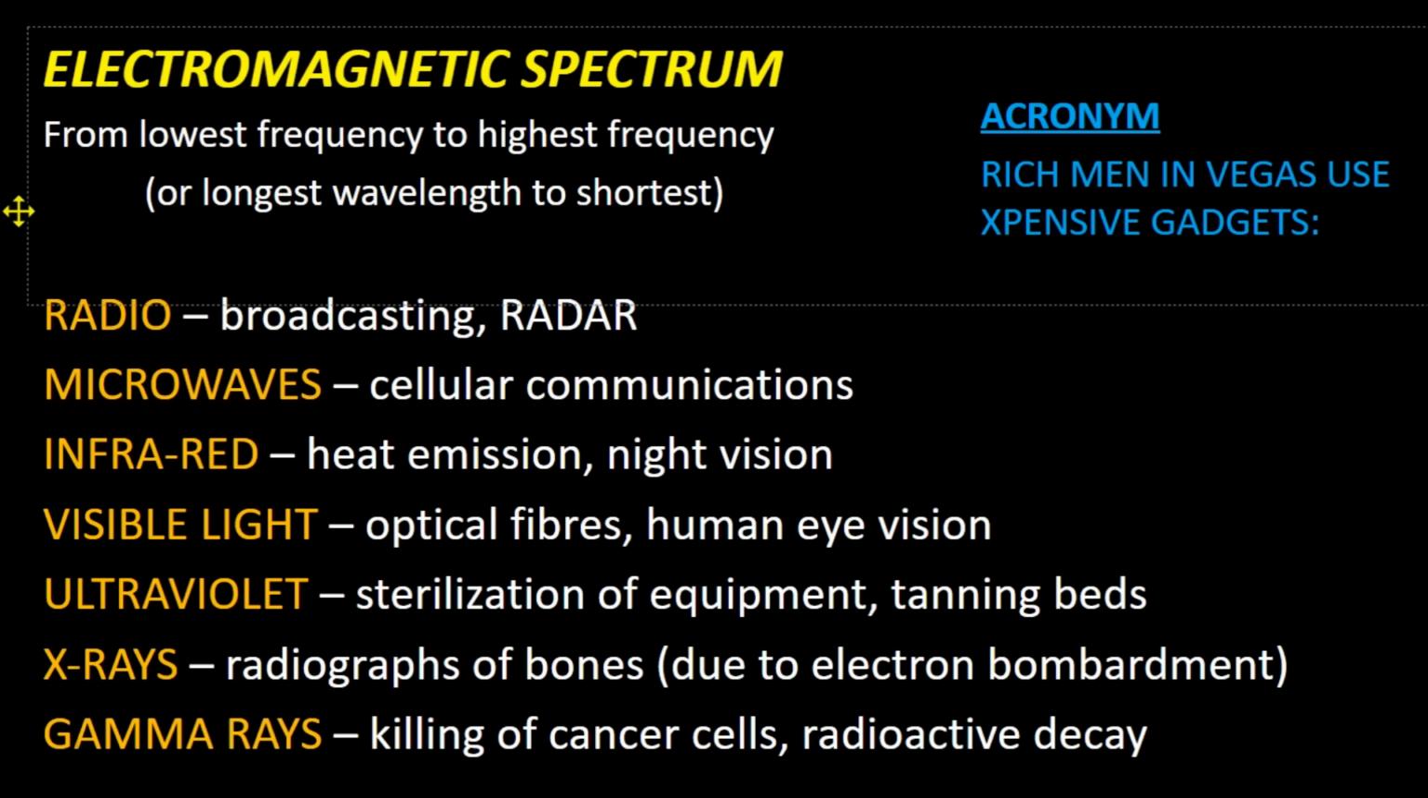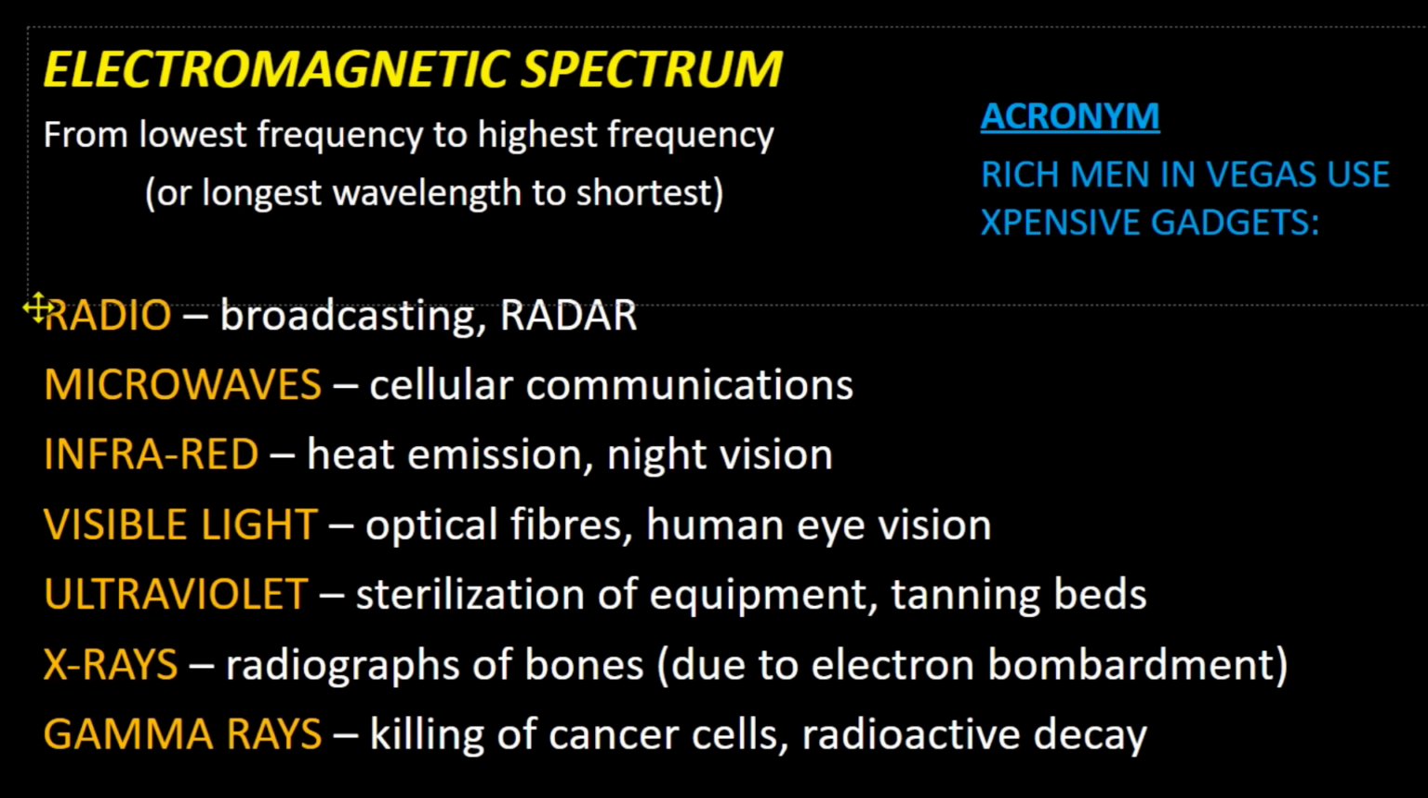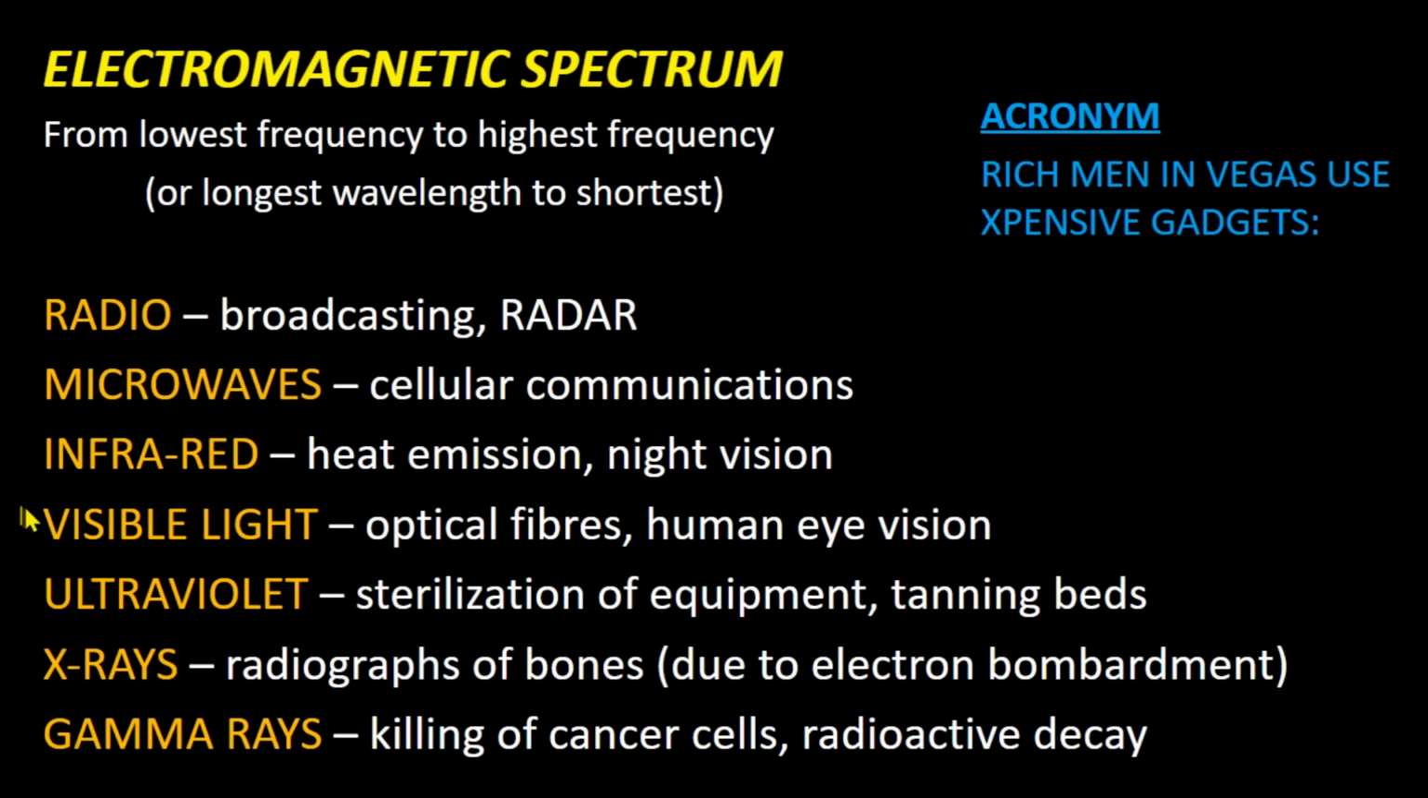The electromagnetic spectrum tells the frequency and wavelength of a set of transverse waves that all travel at the speed of light, or 3 times 10 to the power 8 meters per second. In order from the lowest frequency to the highest frequency, it is radio, microwaves, infrared, visible light, ultraviolet, X-rays, and gamma rays. You can easily just remember the acronym.